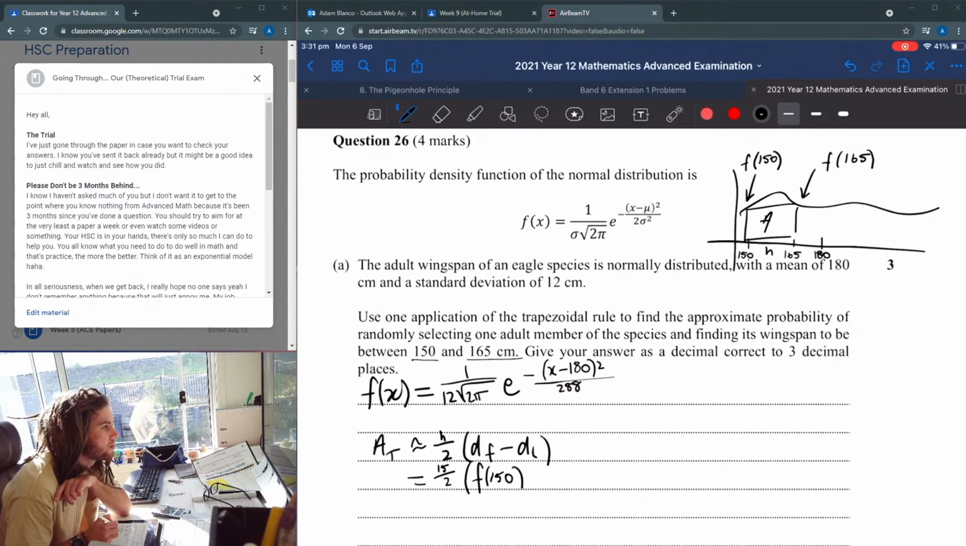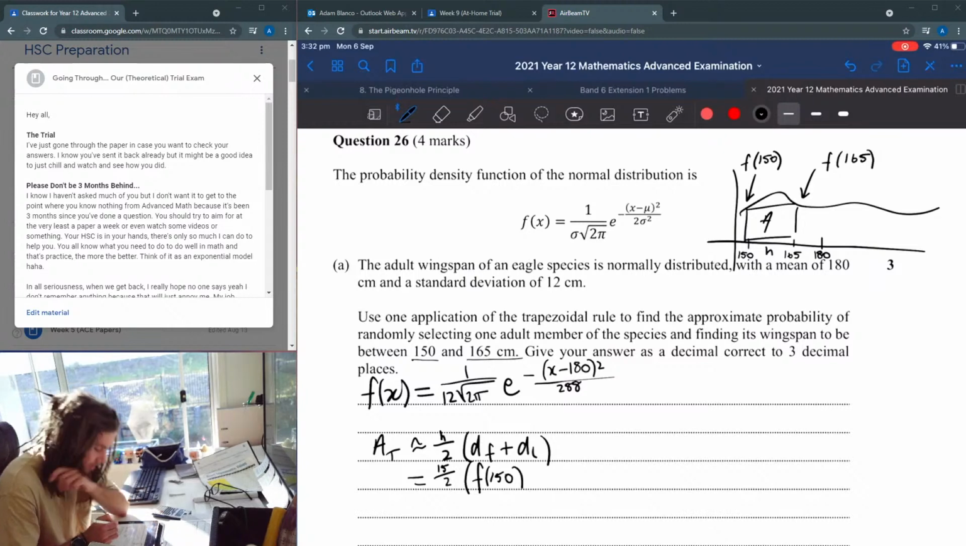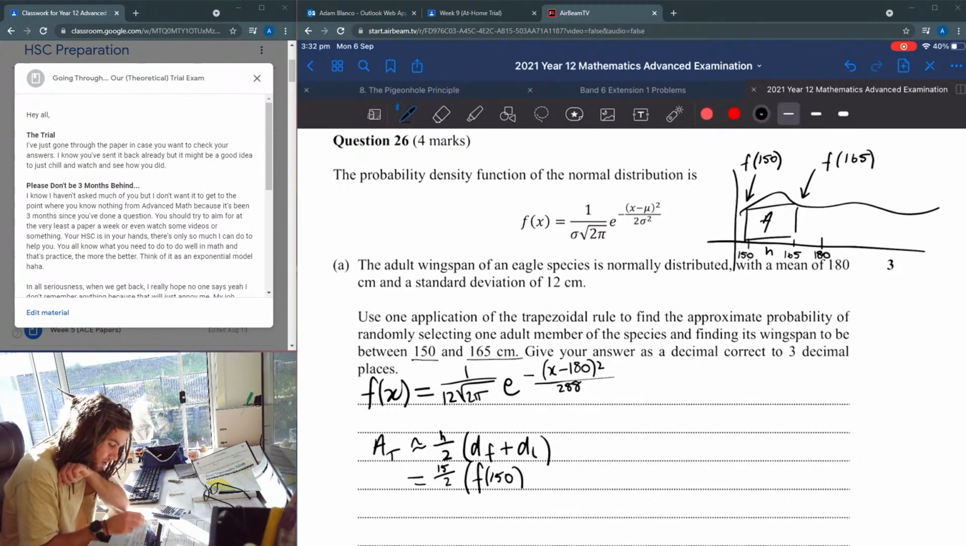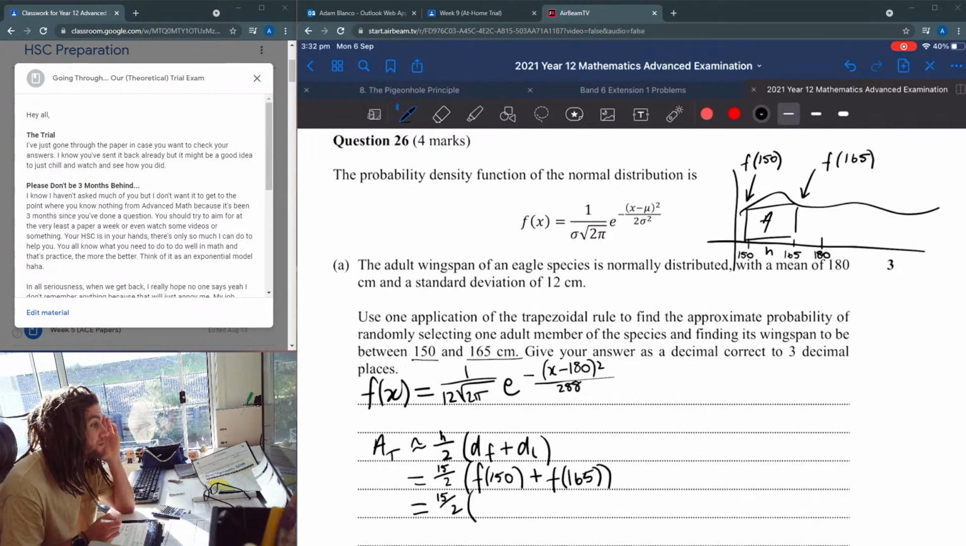Why did I put a minus there? It's definitely a plus, because the formula for a trapezium is half a plus b times h. I don't know why I wrote a minus. Anyway, and then f of 165. So that's going to be 15 on 2. Do I want to do that myself? Not really, eh?